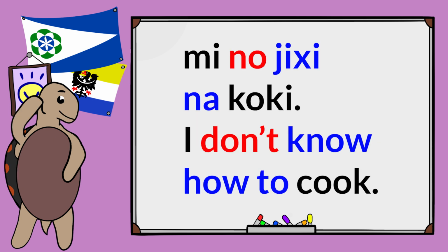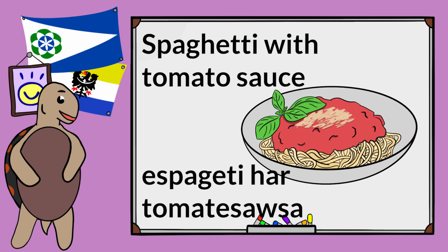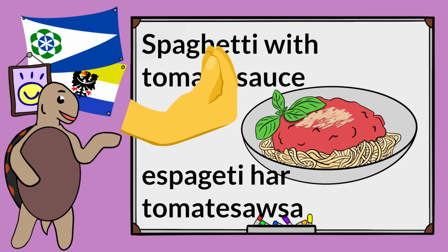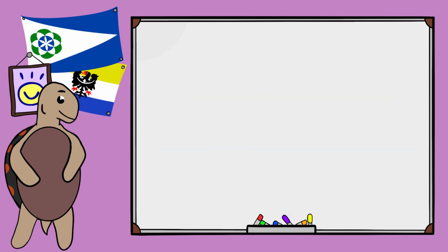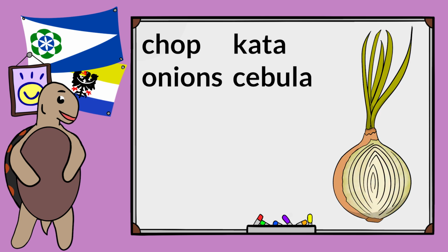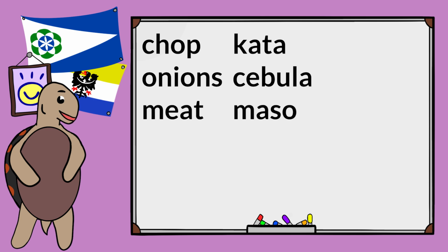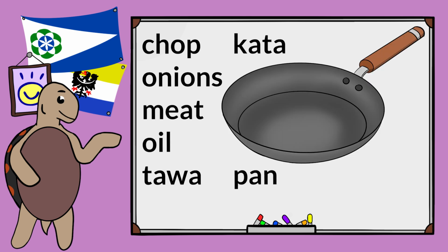So, mi no jishi na cookie. I don't know how to cook though. Dai problema, big problem. So we'll cook something easy. We'll make spaghetti with tomato sauce. Spaghetti har tomate sauce. First we will chop kata, onions, cebula. Next we will cook some fake or real meat, maso, with the cebula in a pan using oil, yo. It's very important to use yo oil in a tawa pan.